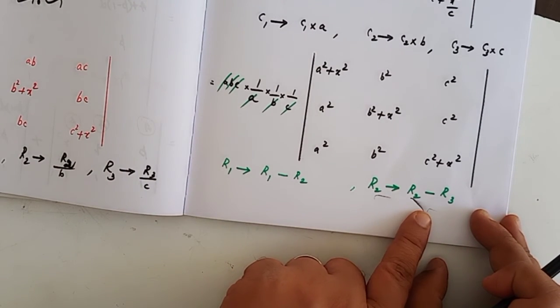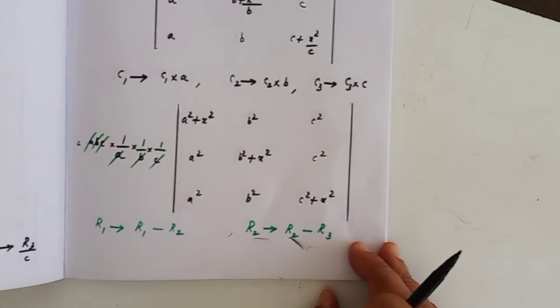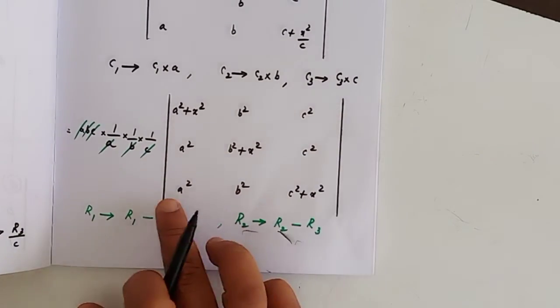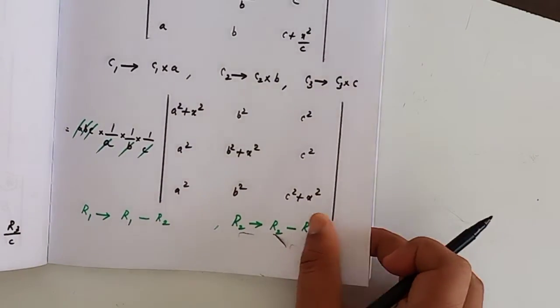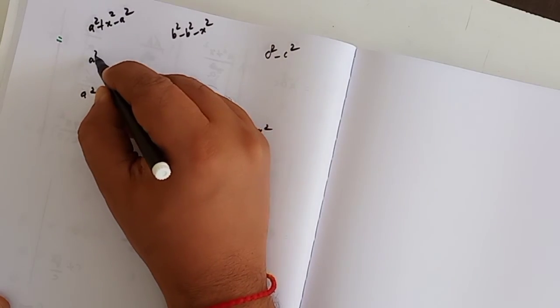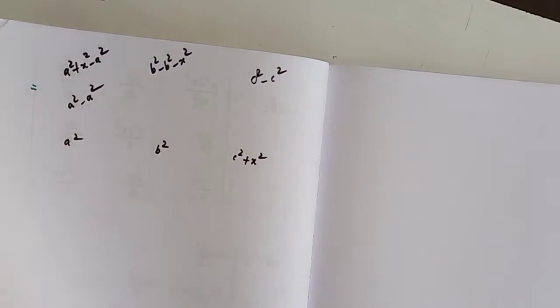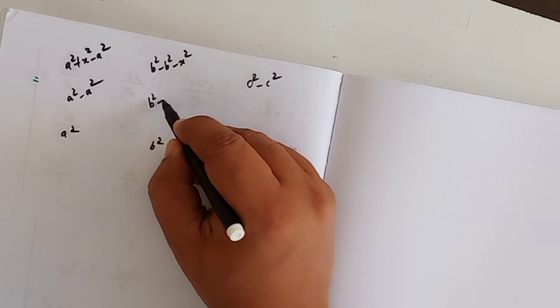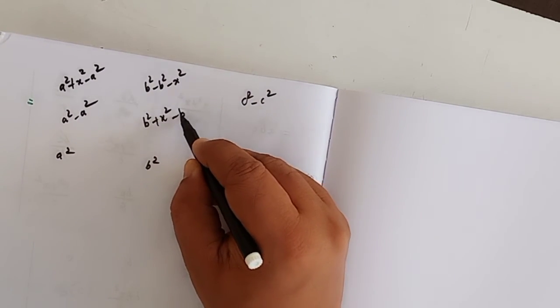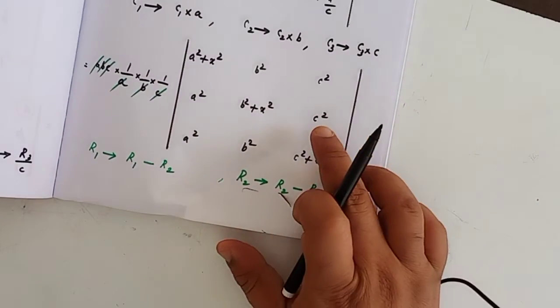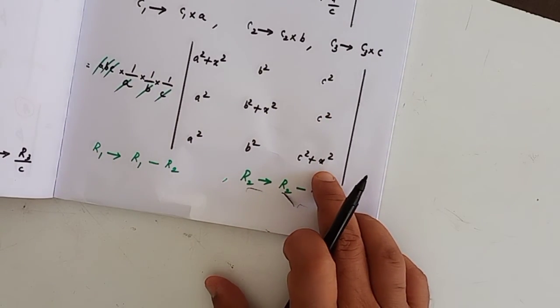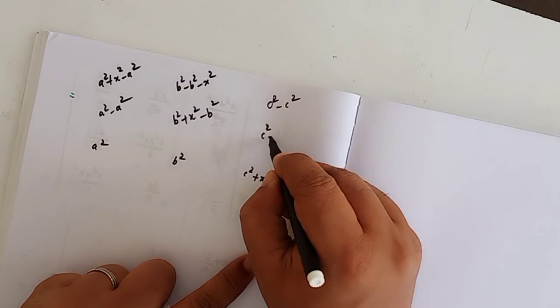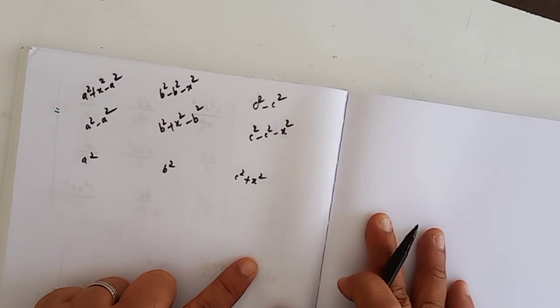Now we can go for the second one. R2 implies R2 minus R3. Here R2, here R3. Subtract a squared minus a squared, over. Next, b squared plus x squared minus b squared. Finally, you have to subtract c squared minus c squared minus x squared.